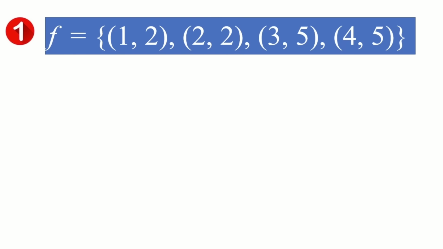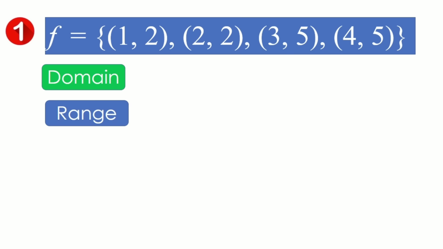First, given the ordered pair. The relation F is equal to the set of (1, 2), (2, 2), (3, 5), and (4, 5). So, ano kaya yung domain and range natin? Sabi kanina, the domain is the first set, or the first coordinate. And range is the second coordinate. So, ano ba yung mga first coordinate dito? 1, 2, 3, and 4. Therefore, yan yung domain natin.